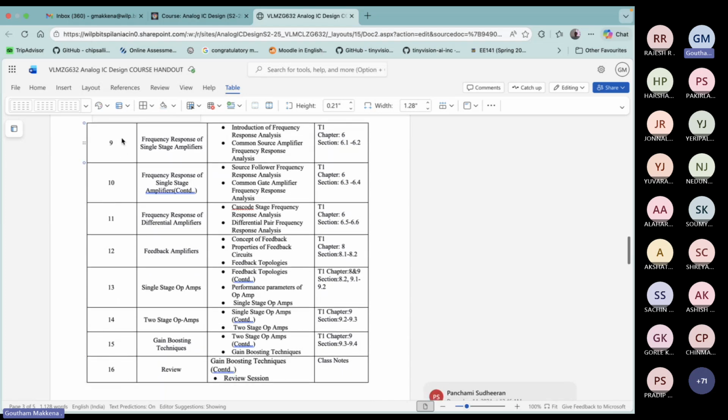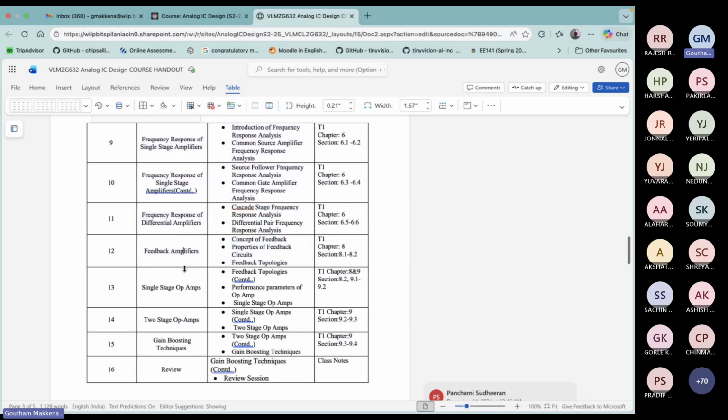You can see the frequency response. You might be wondering: in the first half, most of the focus lies on small signal analysis and large signal analysis, the DC analysis and the AC analysis. So we don't really talk about the parasitic capacitors and their effect on the overall transfer function. That is reserved for the second half. So the frequency response of single stage amplifiers and differential amplifiers occupies 3 contact hours.